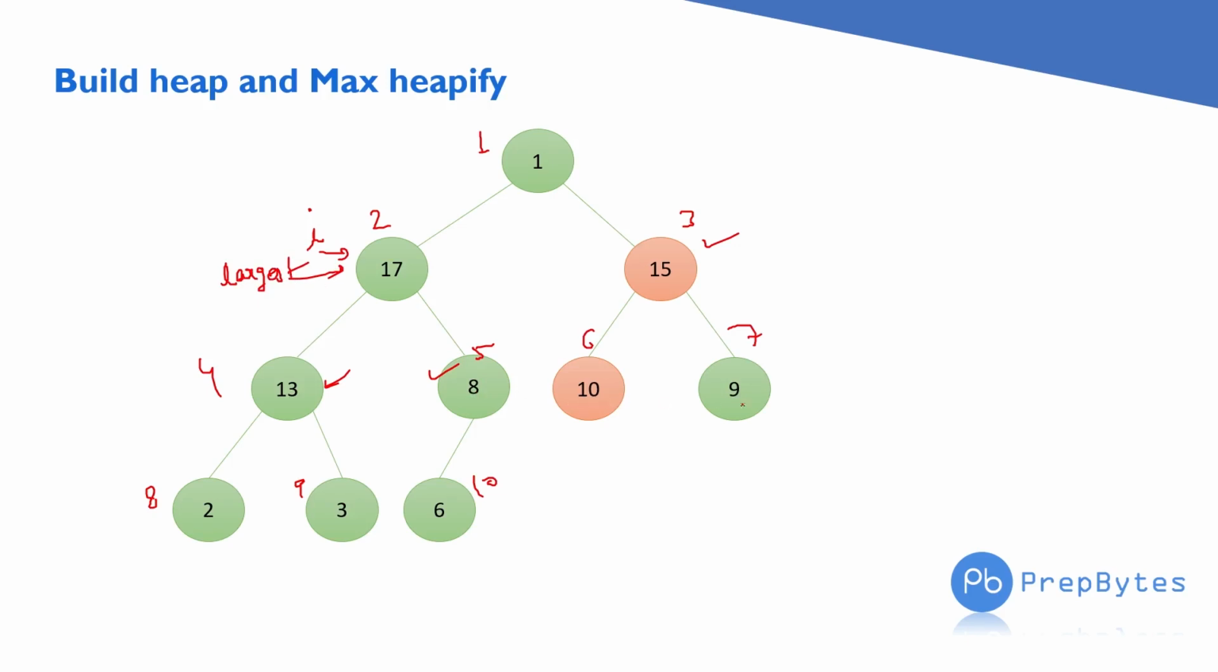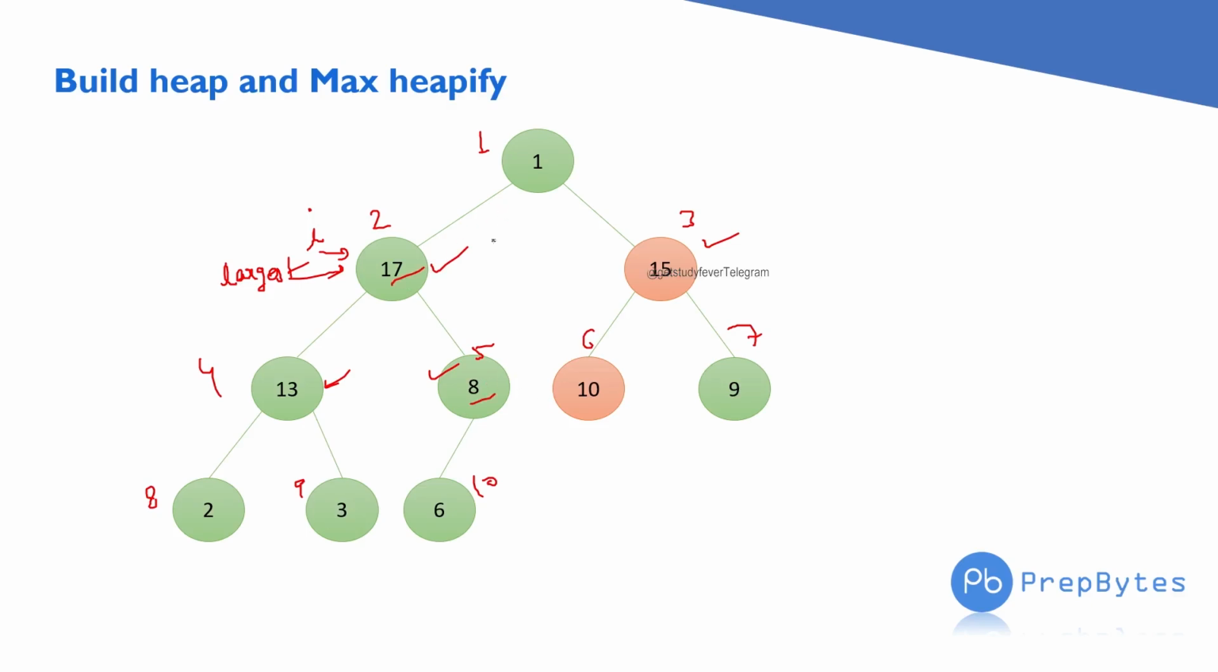Same as here, where the largest was compared with this one, correct? So 17 will be compared with 8. Who is greater? 17 is greater. So this is already heapified, and nothing will be swapped. So we have swapped 3 from 13 from here, and 15 and 10 here, and nothing else is swapped till now. Only these two are swapped. 8 is not swapped and 17 is not swapped.